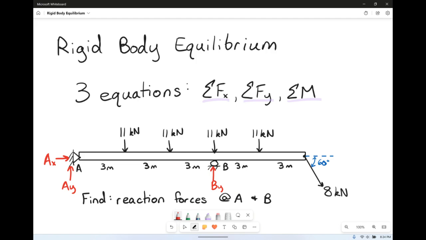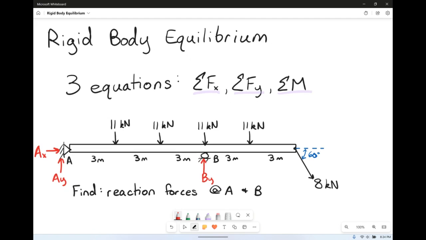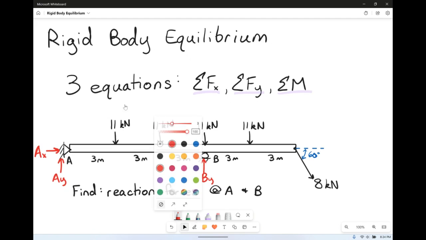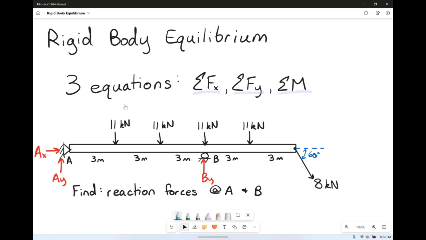And we have four 11 kilonewton loads placed along our beam spaced 3 meters apart. And then lastly, we have this 8 kilonewton force at an angle of 60 degrees. So step one is probably good to break our 8 kilonewton force up into a horizontal and a vertical component. Remember, he is going to act at that point there on the end.